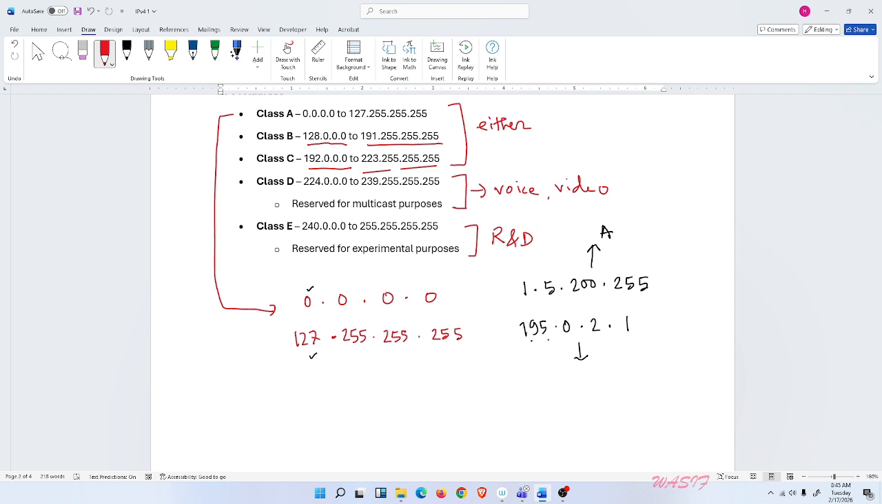Now, from each of the classes, we have some IP addresses, public or private. So we will learn those things. In one of the classes, we'll learn what is the public IP address and what is the private IP address.